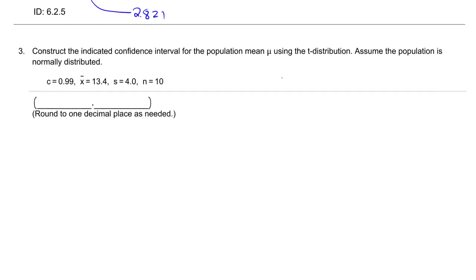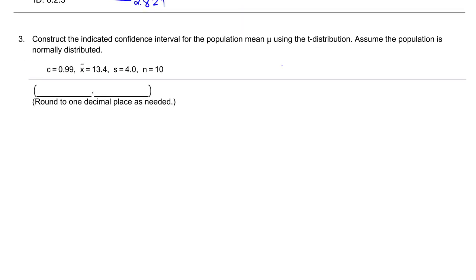All right, in this one, we have a few more steps. So we're going to have to find the critical t-value. We're going to have to find the margin of error, and then we're going to build the interval. Okay, so the C, 99% confidence, again, that's going to give us a probability of 0.01. They've given us the x bar, they've given us s, and they've given us n, which will tell us our degrees of freedom is 1 less, 9.